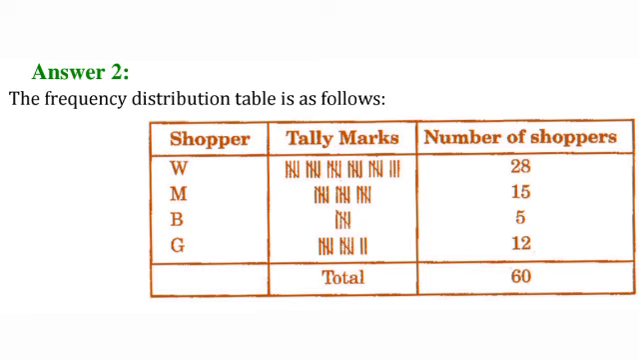Like this we have to draw the frequency distribution table. The first one is the shopper column, then the second one is the tally marks column, the third one is the number of shoppers. We have to count how many W, how many M and B and G, put the tally marks in the second column, and count and write in the third column, that is the number of shoppers. And in total we got 60 here.